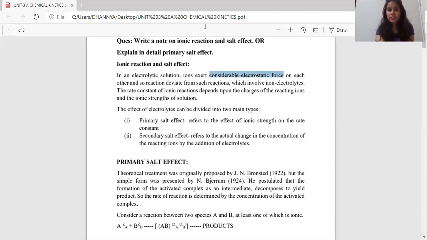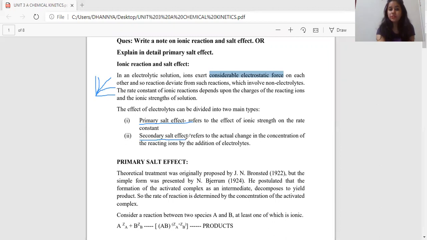And so what will happen is, instead of a straight line, a deviation will occur in the reaction. For example, when we plot a graph, we want to obtain a straight line, but instead there can be a deviation in the positive direction or a deviation in the negative direction. So this deviation results in the primary salt effect and the secondary salt effect.